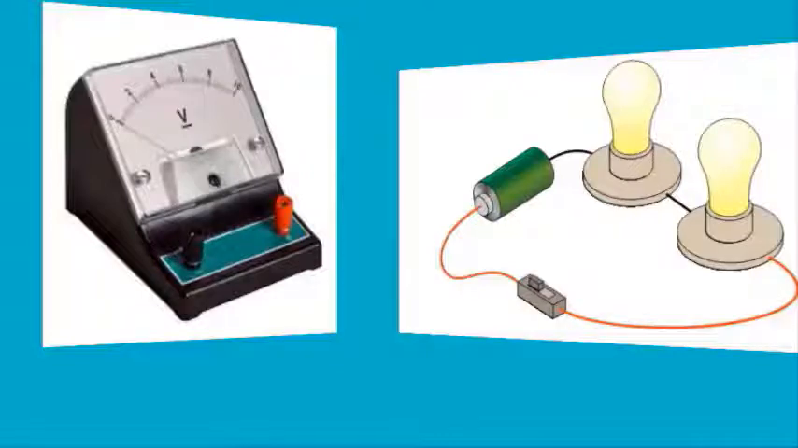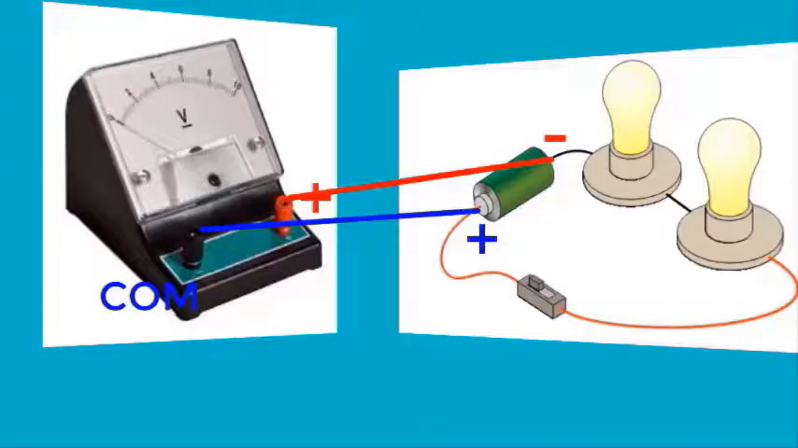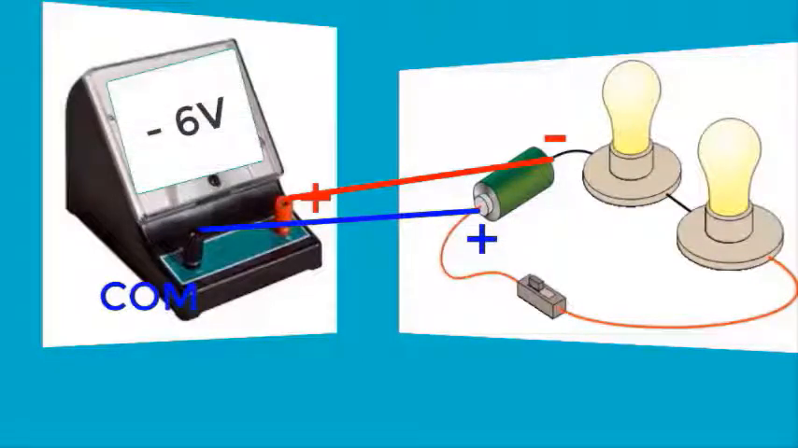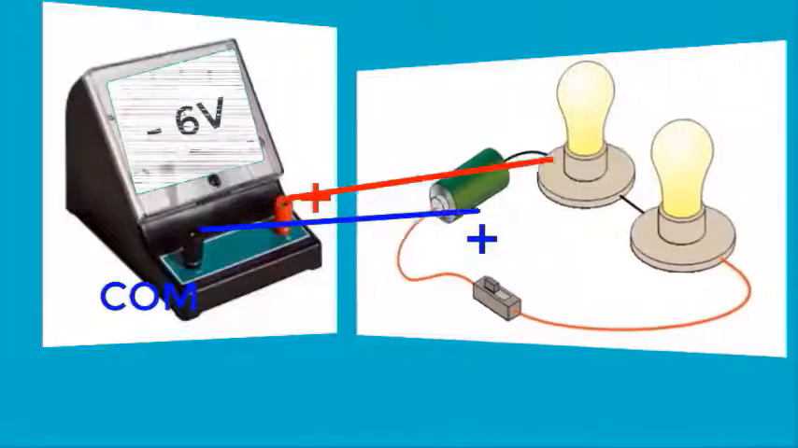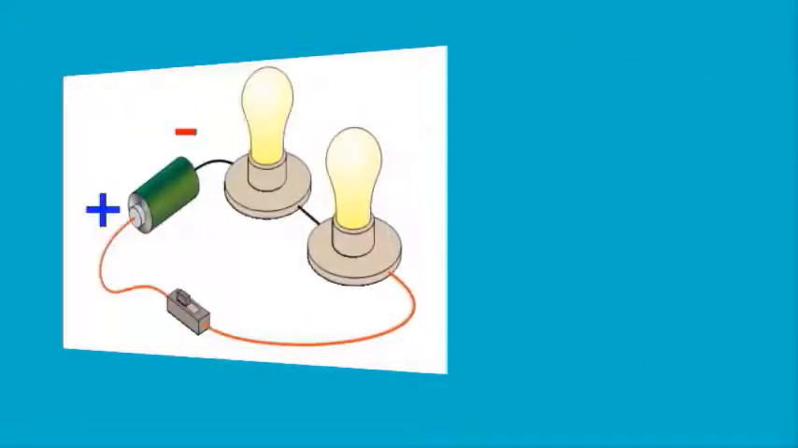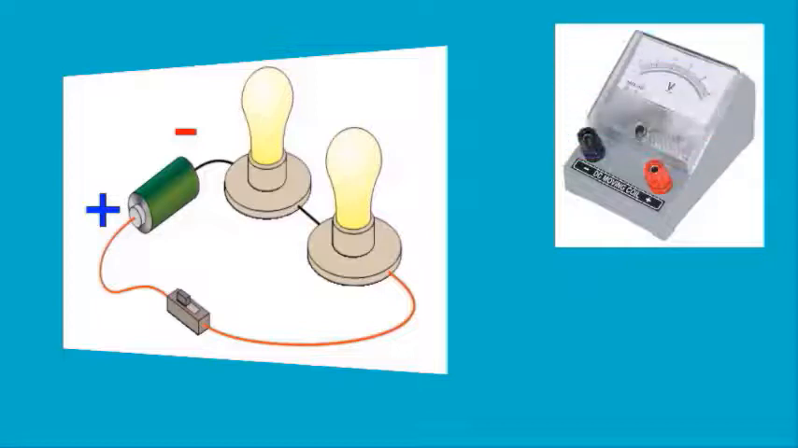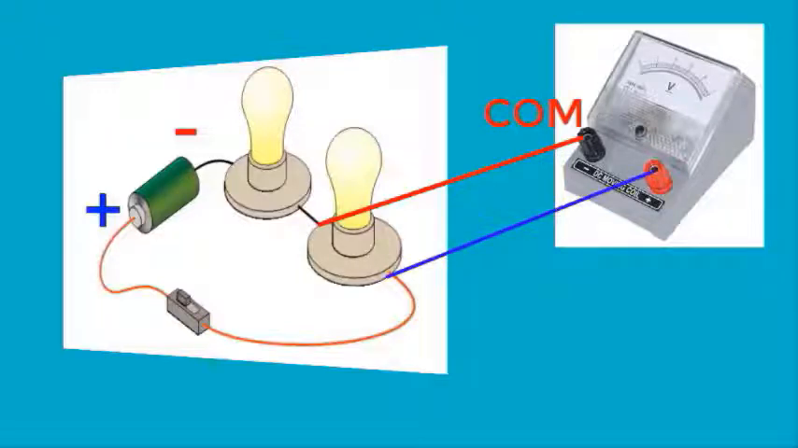U equals 6 V means the voltage of the dry cell is 6 volt. If we reverse the connections and connect the positive terminal of the voltmeter to the negative pole of the dry cell and COM to the positive pole of the dry cell, you'll get a negative reading, minus 6 volt. If you want to measure the voltage across a lamp, you use also the voltmeter and connect it in parallel by connecting the negative pole of the dry cell to COM and the positive pole of the dry cell to the positive terminal of this voltmeter.